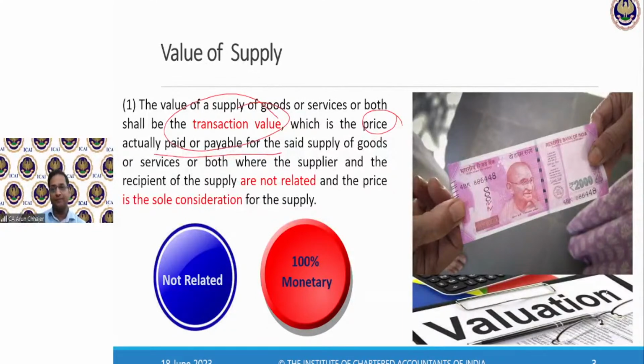Let's take an example. Suppose I am doing the business of wristwatches. Mr. A has come to my shop and purchased one wristwatch worth, let's say, rupees 2000. And he has paid rupees 2000 in cash, which you can see from the picture also.